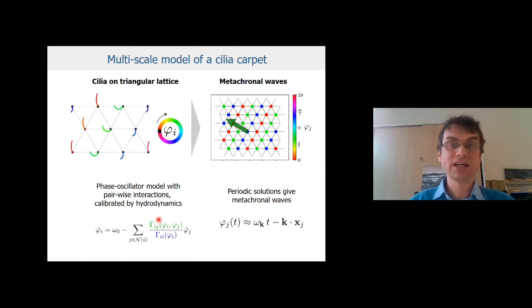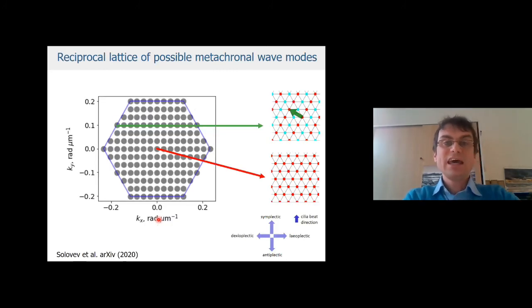And then we can find what are solutions for this coupled dynamics. And indeed, we find metachronal waves that pass through the ciliary carpet. And for those who had a course in crystallography, each possible traveling wave can be characterized by a point in a so-called reciprocal lattice.